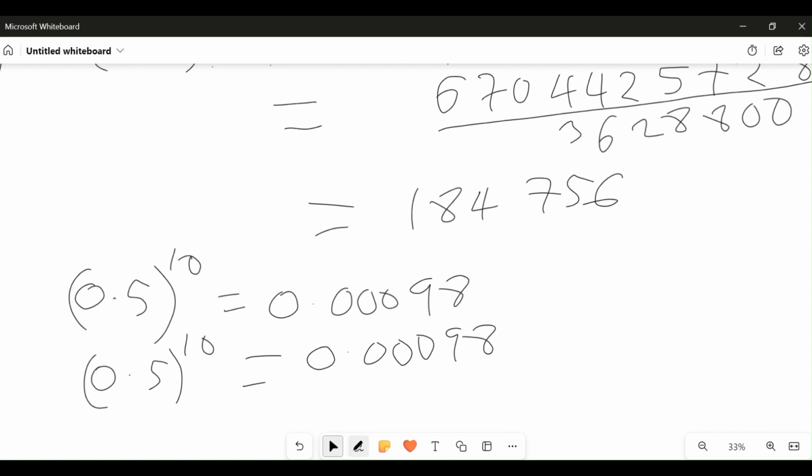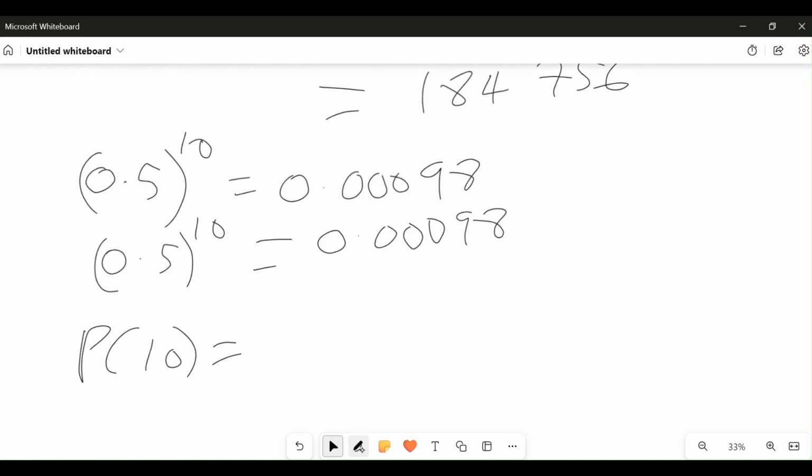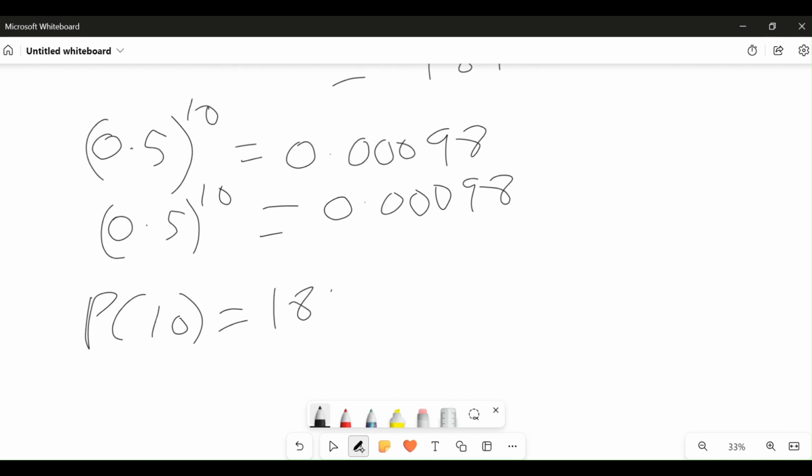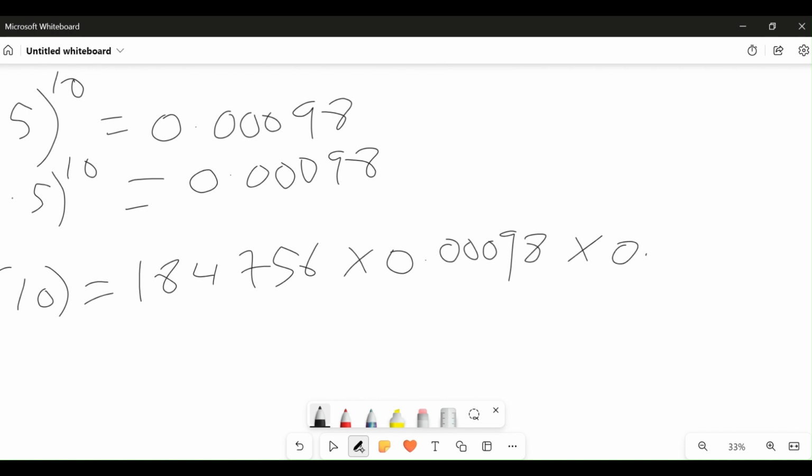So now from here, what we are looking for is to find a probability of 10. I've already drafted out the formula, so there is no more stress. So simple, what we do is P of 10 will then therefore be equal to 184756 times 0.00098 times 0.00098. So when you do this product, what do you get?